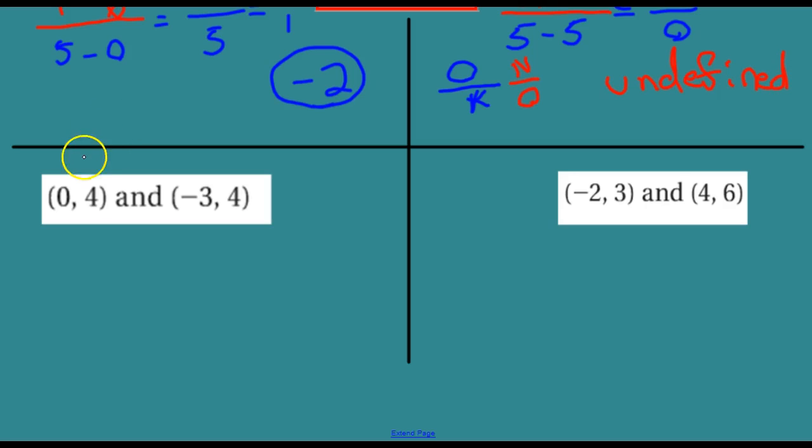Next one we have, again, x1, x2, y1, y2. So y2 minus y1 is 4 minus 4. And x2 minus x1 is negative 3 minus 0, which gives us 0 over negative 3. Now we can have a 0 on the top. That's okay to do. So that means our slope is 0.